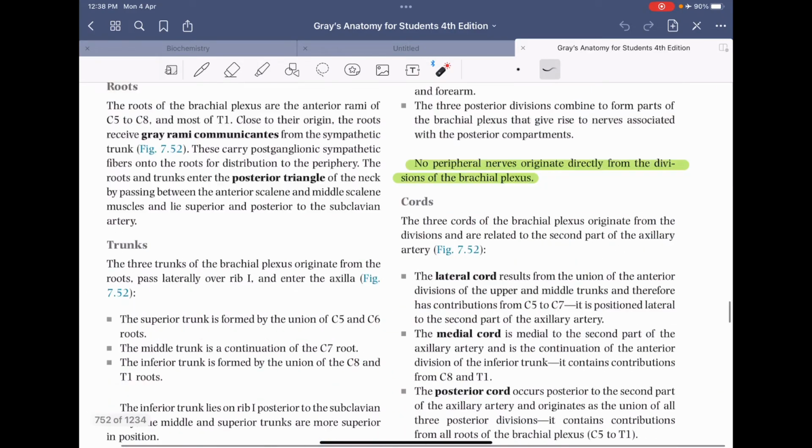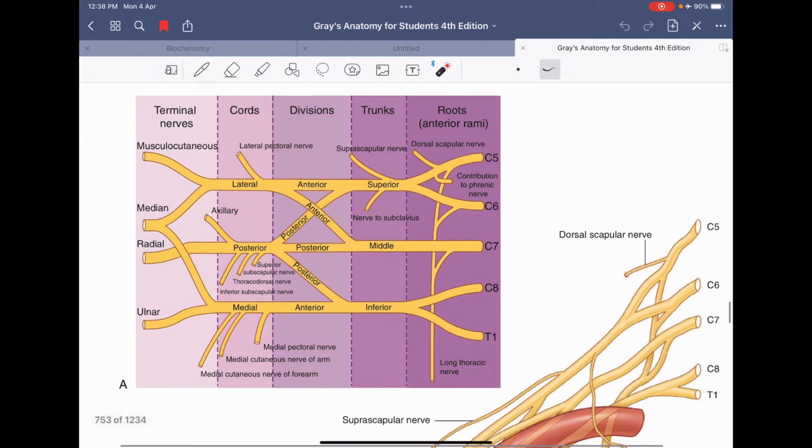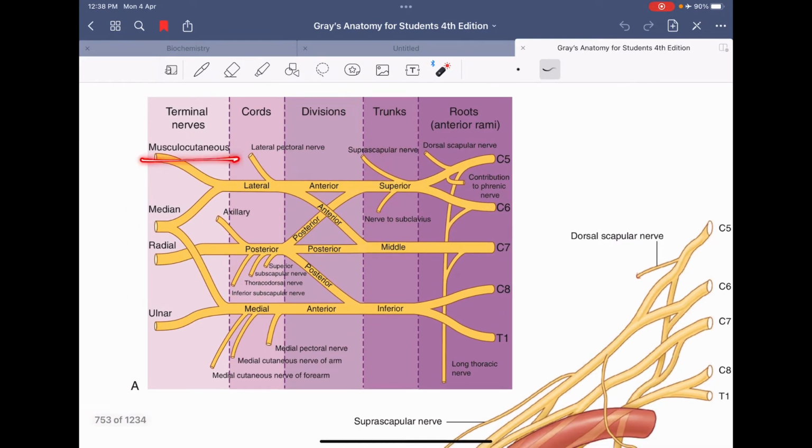So this diagram includes main nerves like musculocutaneous, median, radial, ulnar and axillary, and also the important small nerves. C5, C6, C7 will form long thoracic nerve. Long thoracic nerve is called Bell's nerve, and its paralysis will lead to winging of scapula.